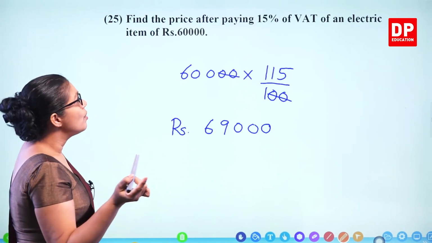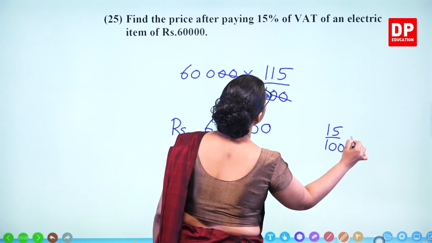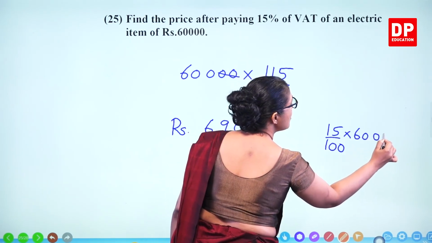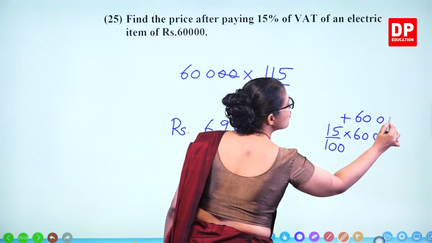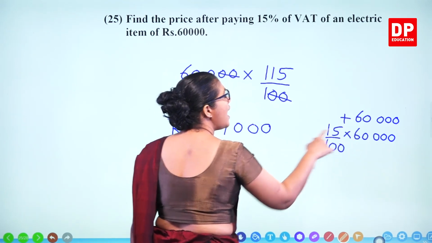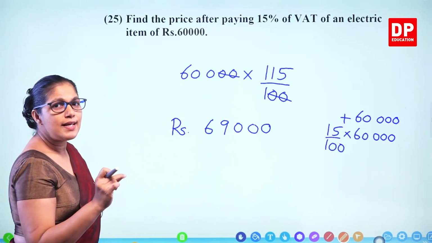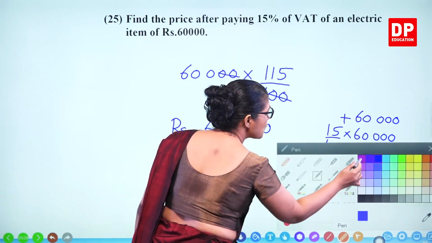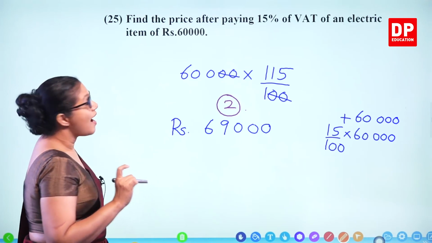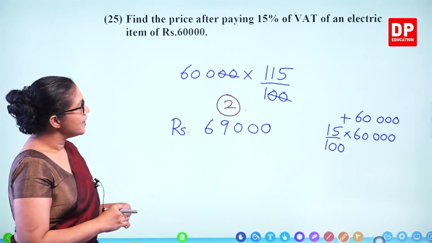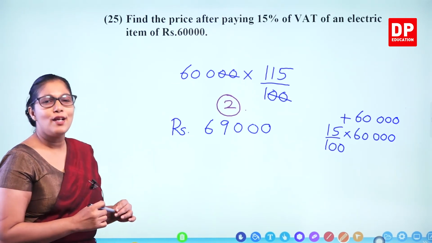Now you can do it with another method. You can first find the value of 15% and then add it to the initial value. When you use that, it will take time because you have to find the 15% value and then add it to 60,000 rupees. But if you do it this way, you can get the answer at once. So 2 marks for this as well. So this is the last question in paper 3. I hope that first you try out all the questions and then look at my video.